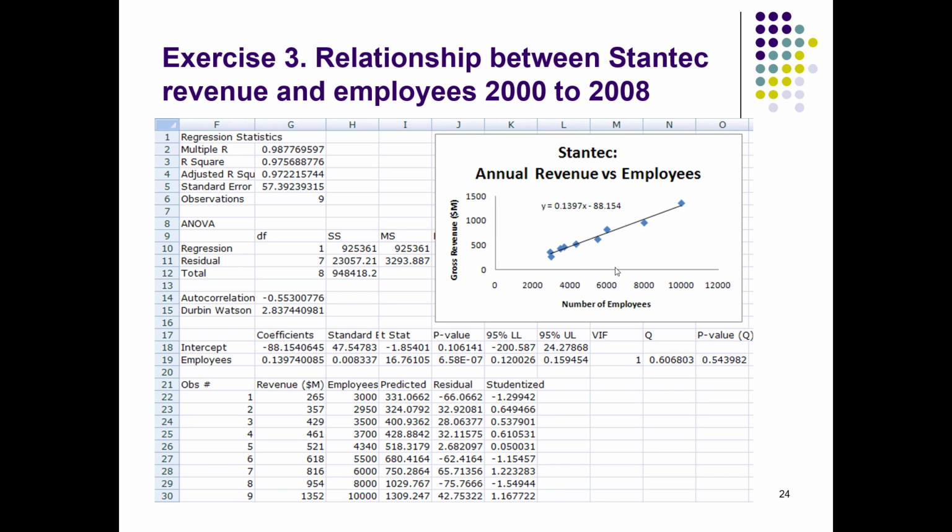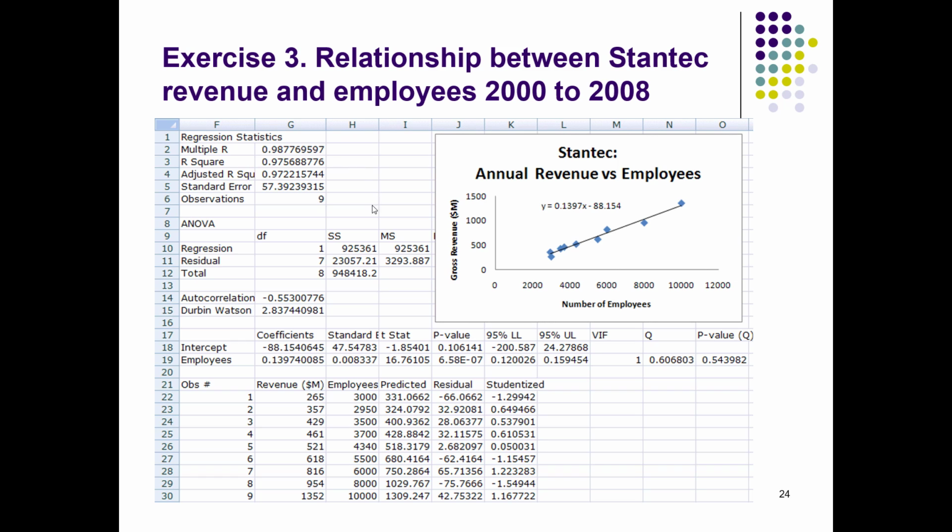So let's look at some more data. This is Stantec looking at annual revenues versus employees. We're using the number of employees to predict annual revenue. It's interesting as to the nature of this relationship, because you could easily say maybe annual revenue is the X variable and employees is the Y variable. Maybe as revenue goes up, they hire more people, right? So the whole relationship here is quite interesting, and it could be controversial. You could make an argument as to what the exact nature of this relationship is. So kind of cool that way.